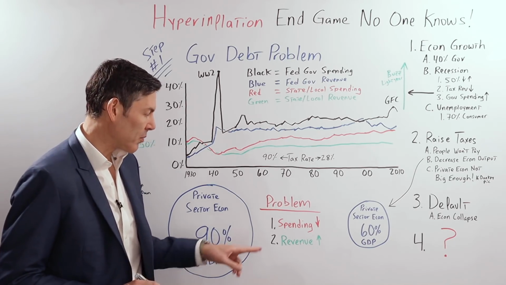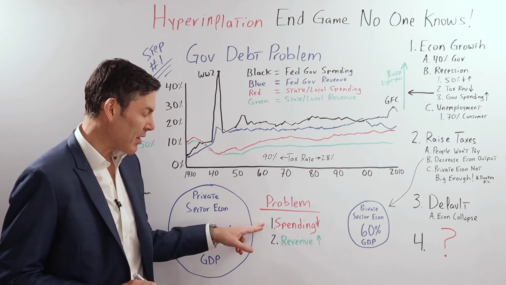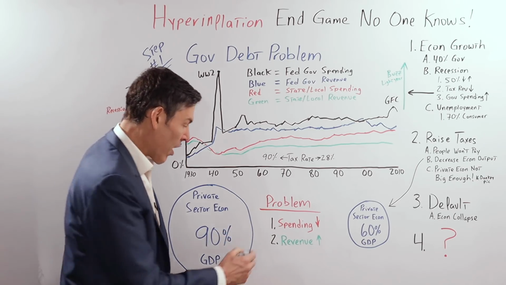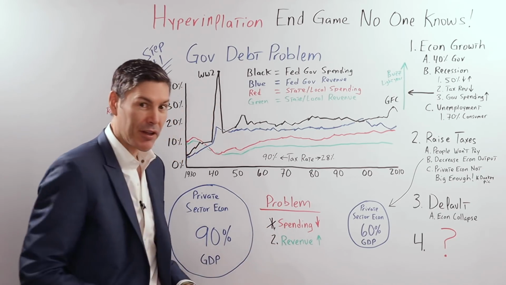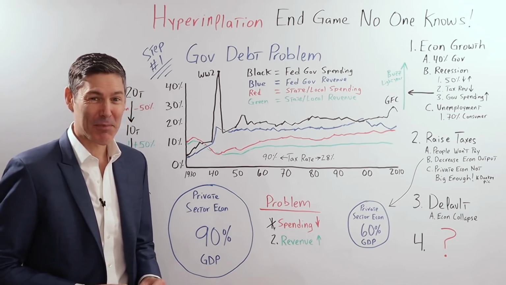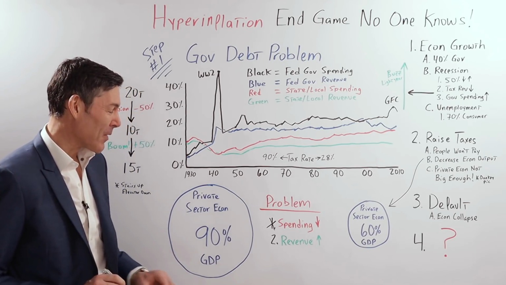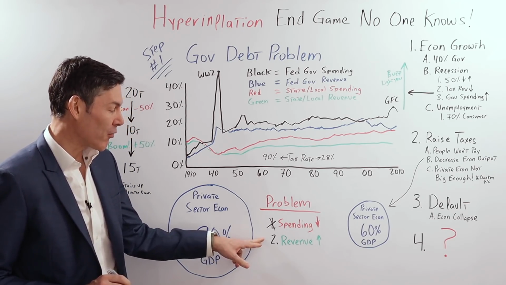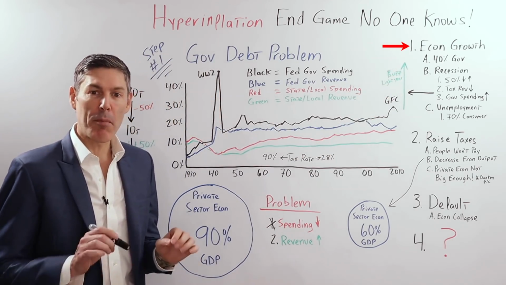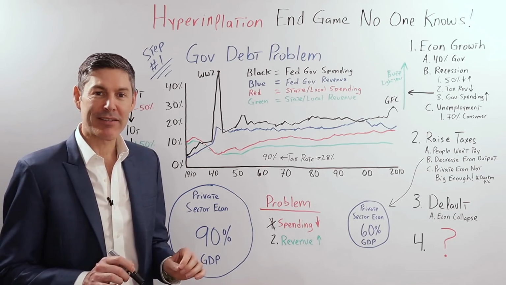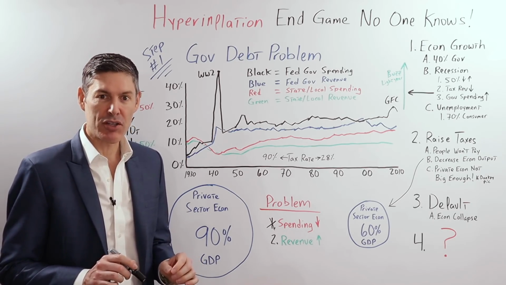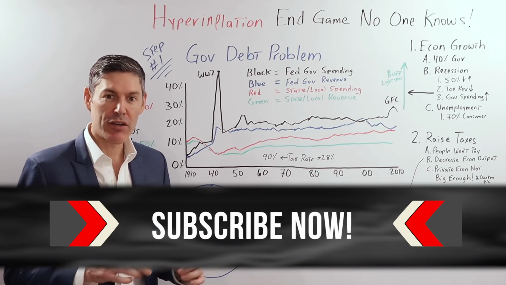The solutions would be to either decrease spending or increase revenue. Well, we can go ahead and cross this right off the list, because there's no way they're going to decrease spending, that's for sure. So how would they increase revenue? The first thing would be economic growth. But what most people don't realize is the size of the private sector compared to GDP has shrunk dramatically.